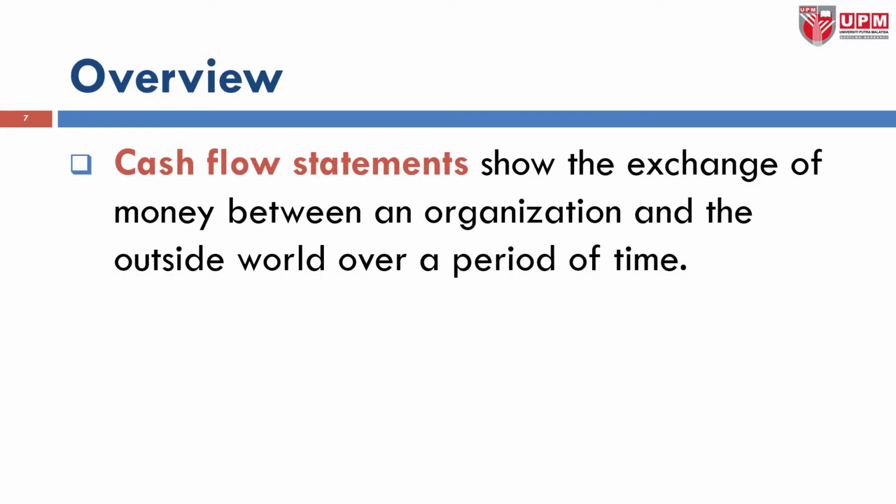The third item is the cash flow statement. It will show the exchange of money, the money coming in and the money going out from the account of the company between an organization as well as the outside world. Okay, so over a period of time.